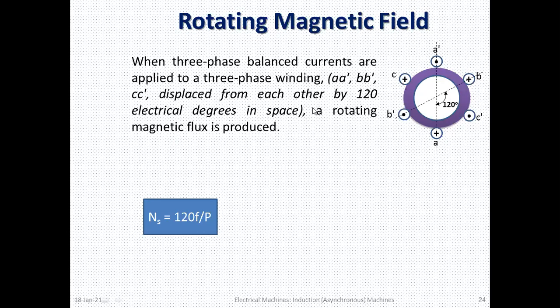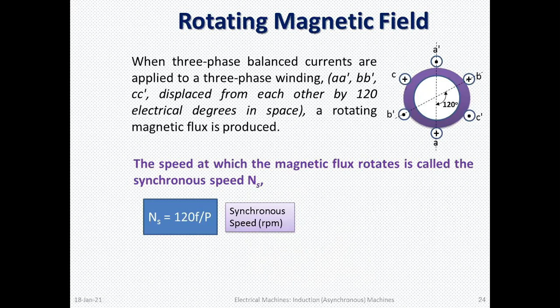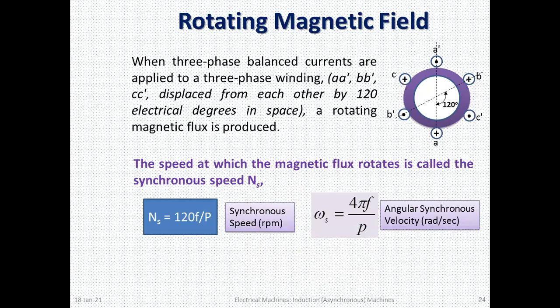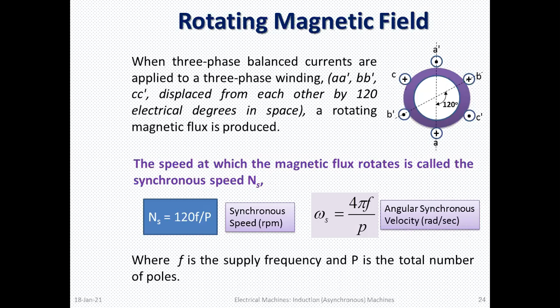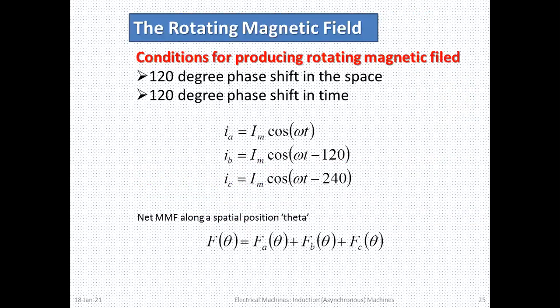This is the basic condition. What should be the condition to produce a rotating magnetic field? The first condition is that each balanced three phase winding, A A dash, B B dash, C C dash, is displaced from each other by 120 electrical degree in space. Then a rotating magnetic field is produced, and it runs at a speed called synchronous speed. The speed at which the magnetic flux rotates is called synchronous speed, NS, and in radian per second its value is 4 pi f by P, already derived in part 3 of the video. f is the supply frequency, P is the total number of poles.